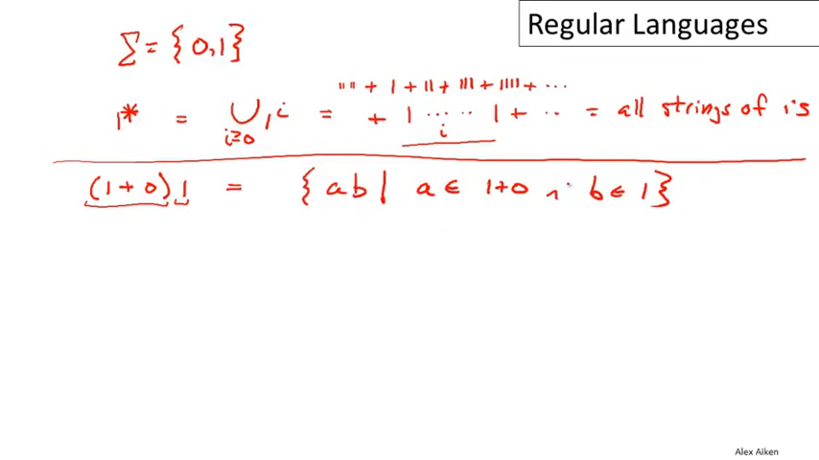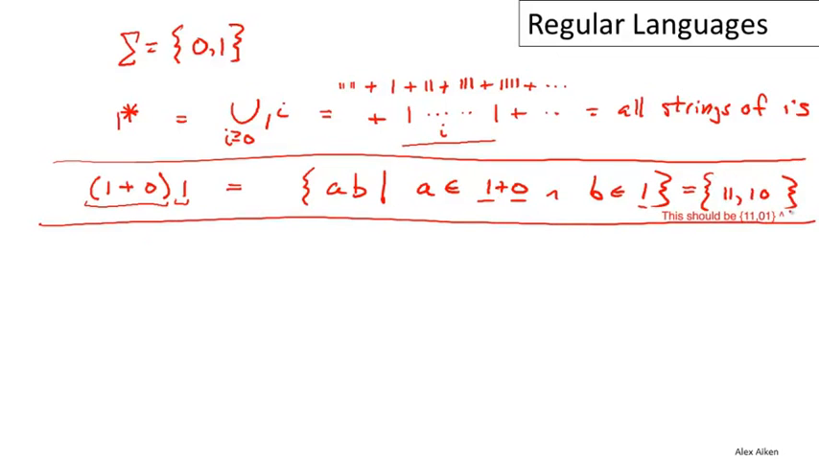All right, and what can that be? Well, there's two choices for A. A could be 1 or 0, and B could be 1. So in fact, this is equal to the set containing the strings 1 1 and 1 0. All right? Let's do another example.